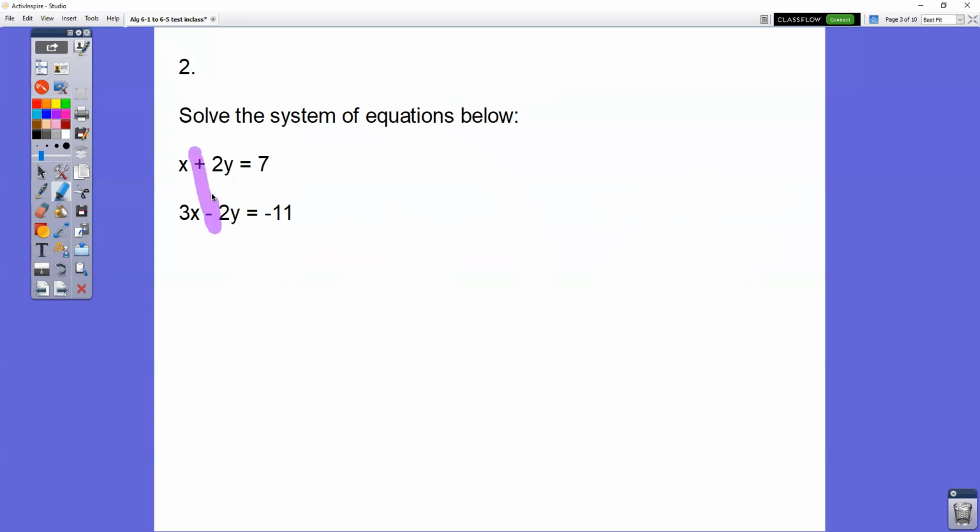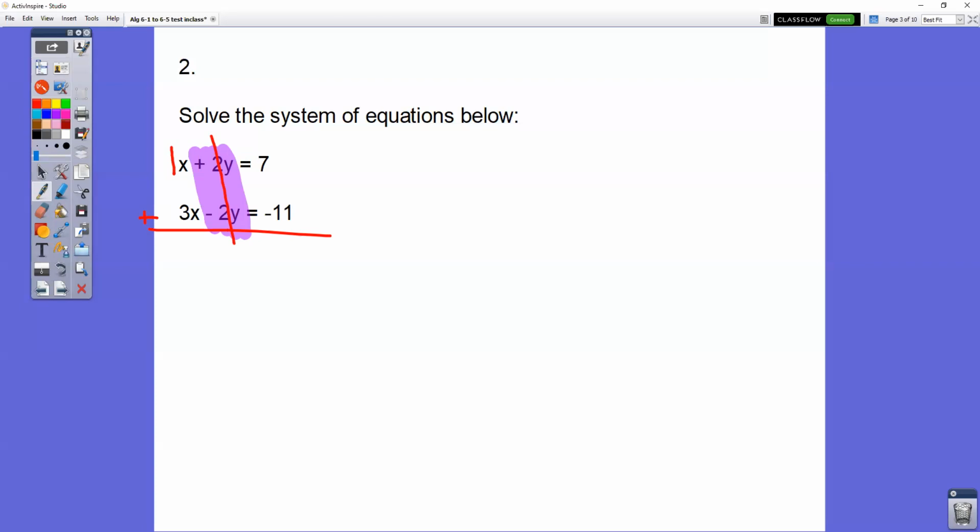But when you take a look at this one, I notice right away that I have a positive 2y and a negative 2y. I have opposites there already. Since I have opposites there already, all that you really want to do is just add going down. When you add going down, these will cancel out because you have opposites. Remember that there's really a 1 in front of this x. So now we want to add going down. Go ahead and solve the rest of this one, please.